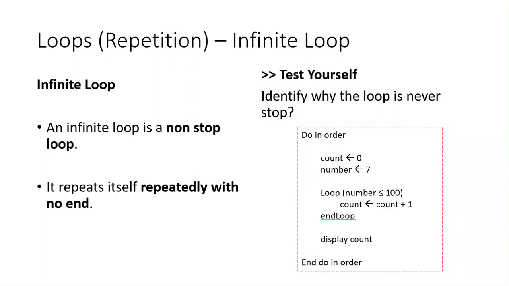Kenapa dia kata never stop? Kalau you tengok kat sini, apa yang berubahnya adalah nilai count. Bila kita repeat berapa kali pun, nilai count sahaja yang akan bertambah. Sedangkan kita punya loop bergantung kepada nilai number, which is always 7. 7 is always less than 100. So dia akan sentiasa looping. So coding ni akan jadi infinite loop. So by that, we finish our lecture part for repetition.